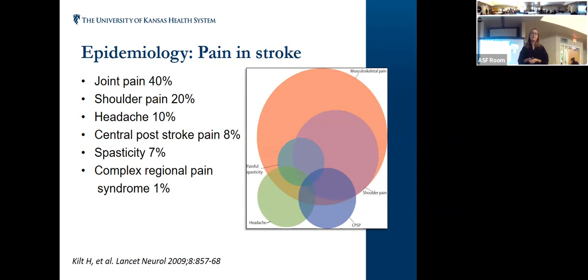About 10% of people reported headaches. And then a little bit less, the central post-stroke pain, which is like nerve pain or neuropathic pain, in about 8%. And then spasticity, 7%, is a cause of pain. And then this very rare but interesting nerve condition, complex regional pain syndrome, was 1%. You can kind of see in the diagram that these things overlap a lot. And so sometimes when you have pain in your joints, you might also have more nerve pain and things like that too. So there's kind of a lot of overlap here.